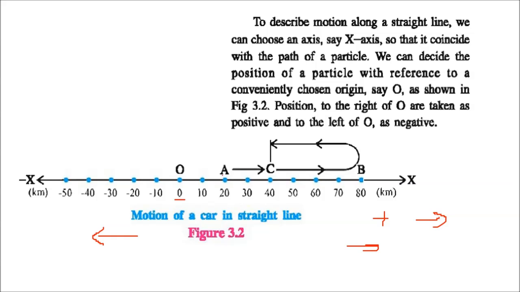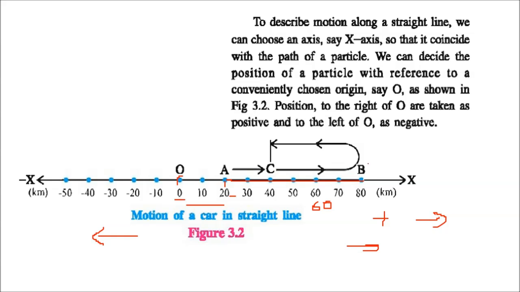Now in this scenario, what is happening? The object is not starting from the origin. The object is starting from the position A, that is already 20 km ahead of O. Now the object is in motion and it moves to B. So how much distance has it traveled? 80 minus 20, which is 60 km.